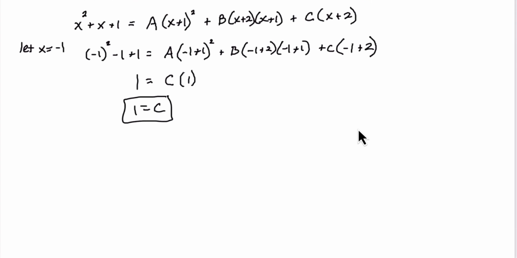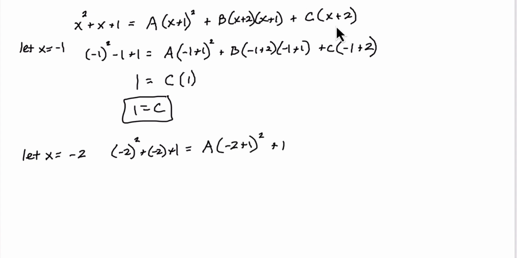Let's try again to choose a clever value for x. This time, if we let x be -2, notice that this factor will go away, as will this one. That will become 0. So let x be -2. Now plugging -2 into the left side, we get -2 squared plus -2 plus 1. That is equal to A times -2 plus 1 squared plus B times -2 plus 2 times -2 plus 1 plus C times -2 plus 2.